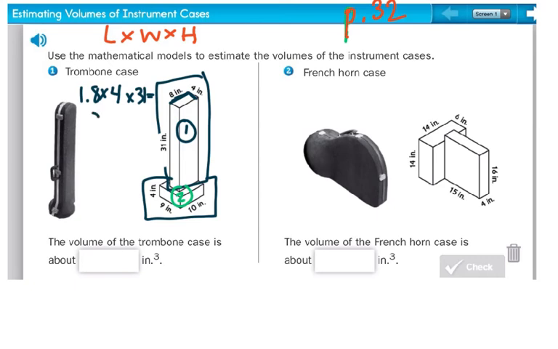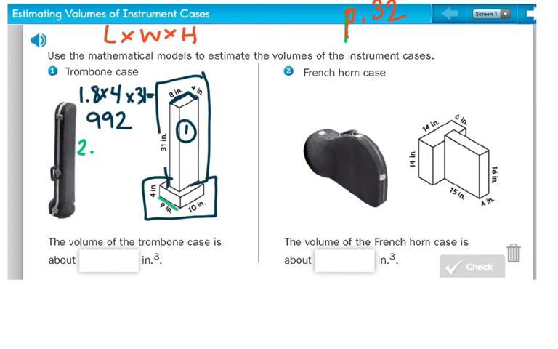This should be 992 cubic inches. Then let's figure out the volume of number 2, right? Number 2 between the trombone case and the drawing of it. Number 2.